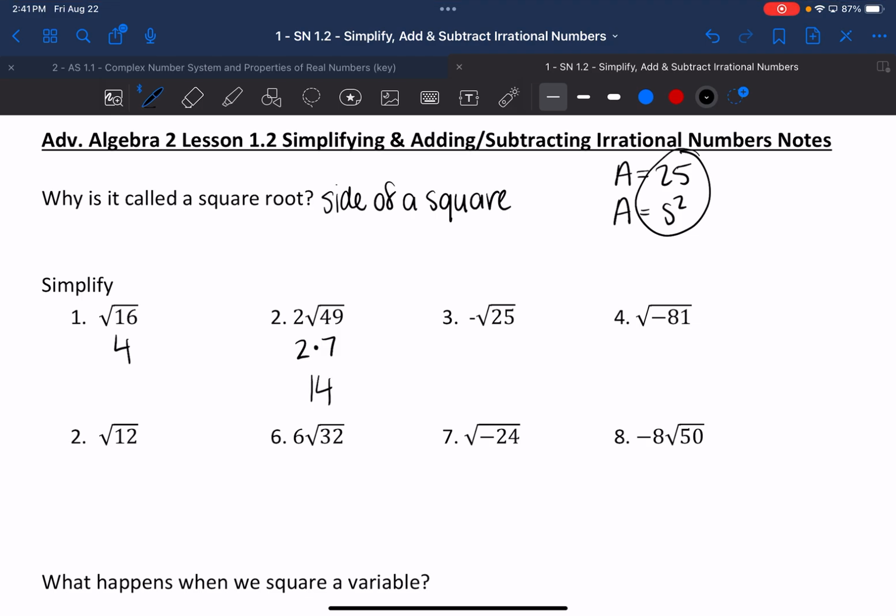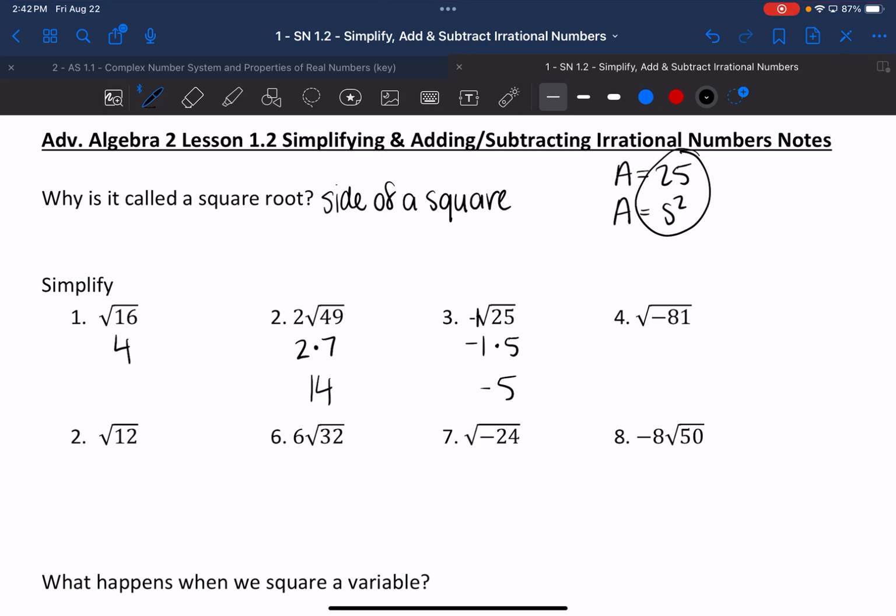Negative 5, right. Because out front there was that negative. That's like having a negative 1. So it'd be negative 1 times 5, which is negative 5. What about number 4? 9i. Why 9i?